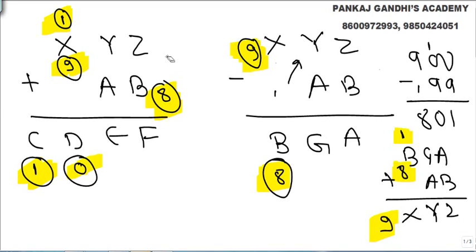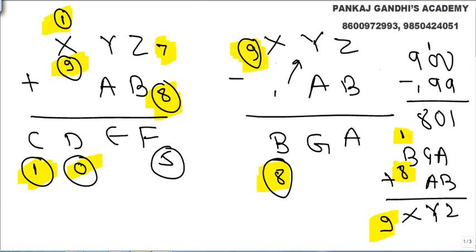And if we try Z as 3, 8 and 3 gives 11, already C is 1. So minimum Z is 4. It can be 4 or 5 or 6 or 7. So now let's try. First we'll try Z as 7.